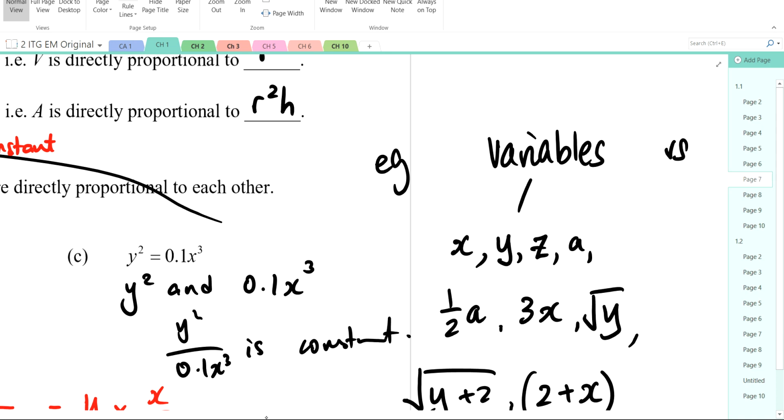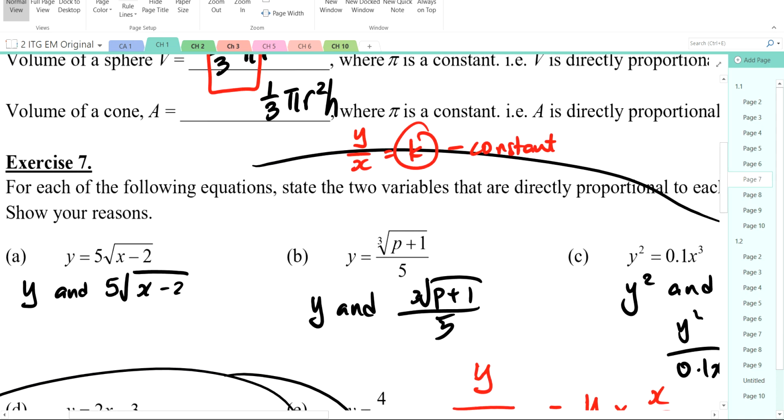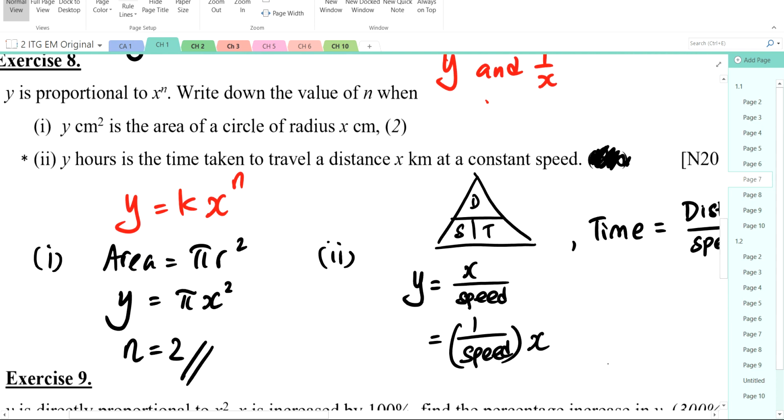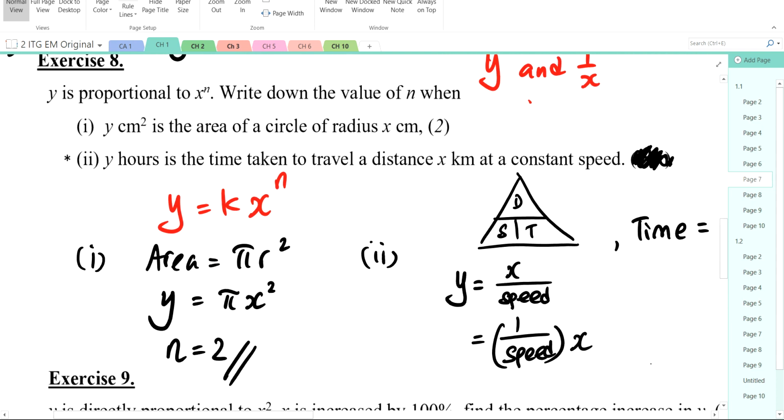Okay? Rather, the more common types of question, like what we will see in the O levels, is this type. Y is proportional to x power n. When they do not specify, it is implied that it is directly proportional. Alright? So y equals k times x to the power of n. Okay so far? So part 1, I think you can understand.